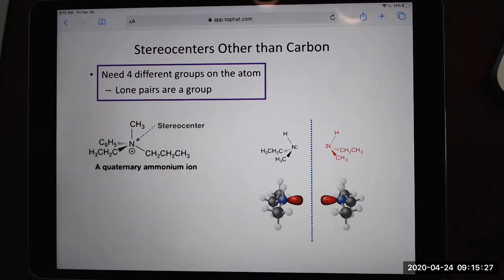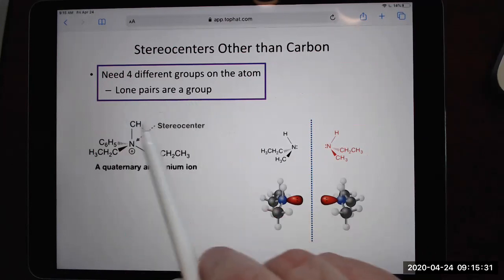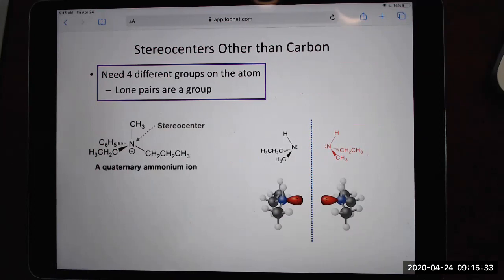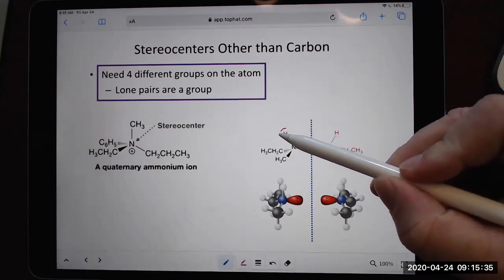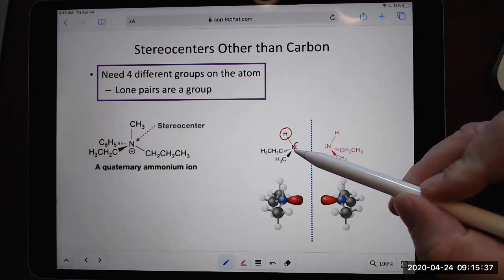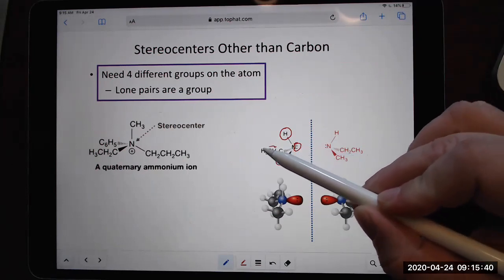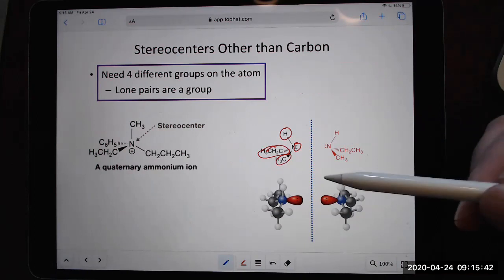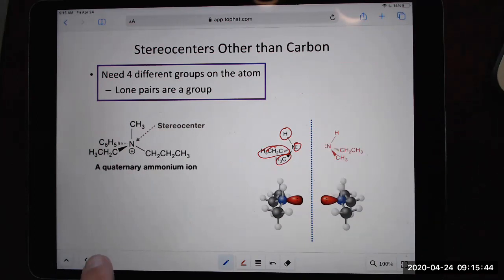Now, the chiral center does not have to be on a carbon. A lone pair can be a group. So for this one, we have hydrogen, a lone pair, a methyl, and an ethyl. Those are 4 different things, right? So this is a chiral nitrogen.